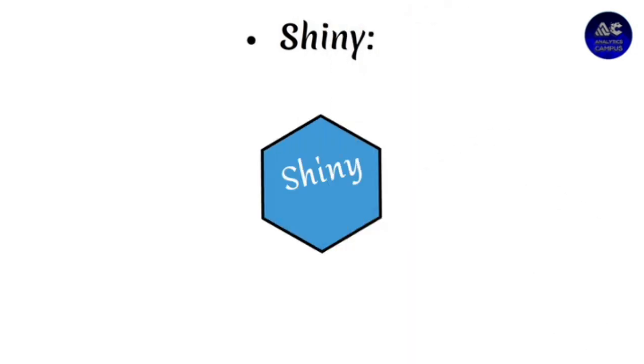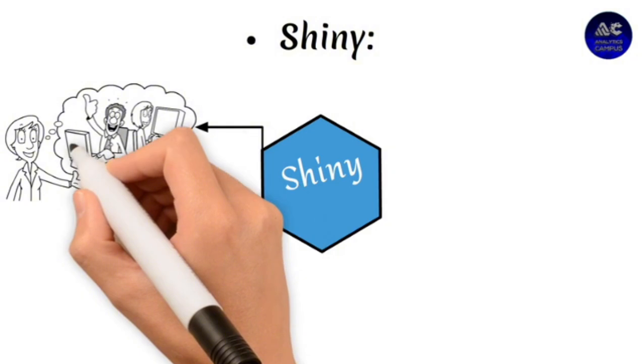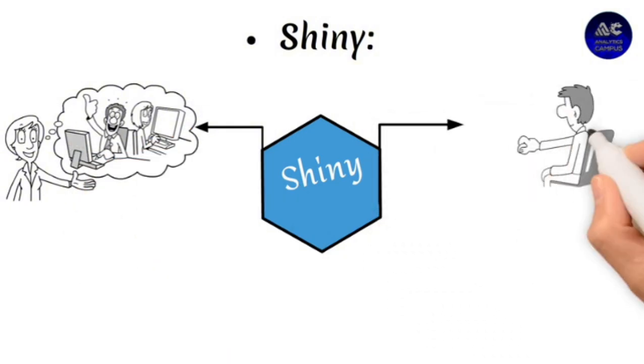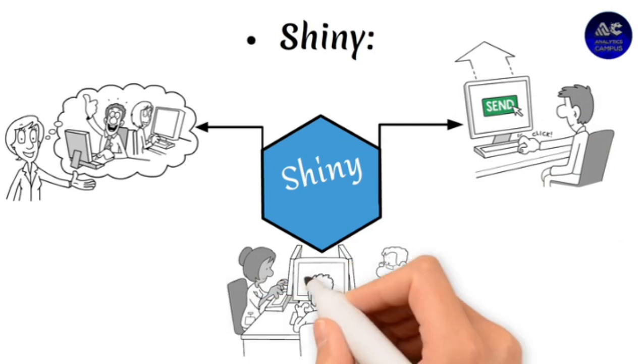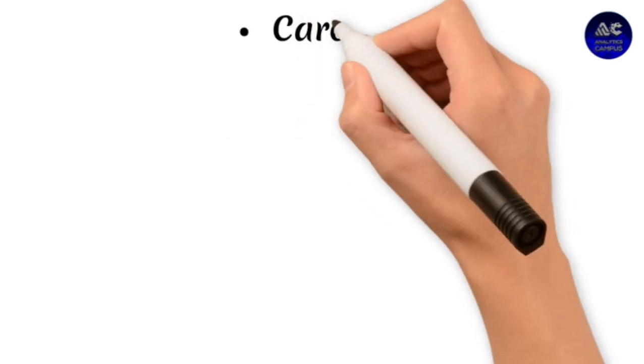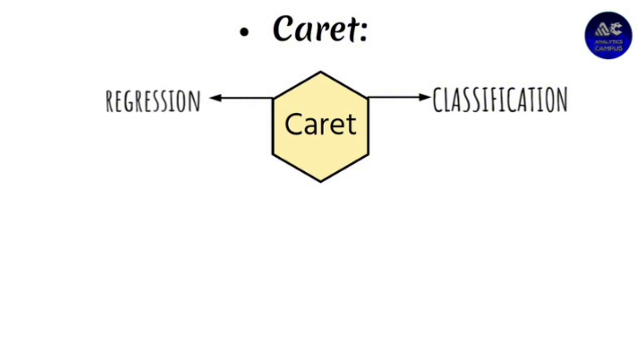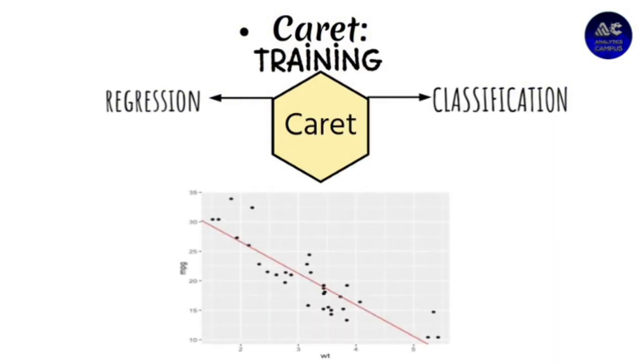Shiny. This is a very well-known package in R. When you want to share your stuff with people around you and make it easier for them to know and explore it visually, you can use Shiny. It's a data scientist's best friend. Caret. Caret stands for classification and regression training. Using this function, you can model complex regression and classification problems.